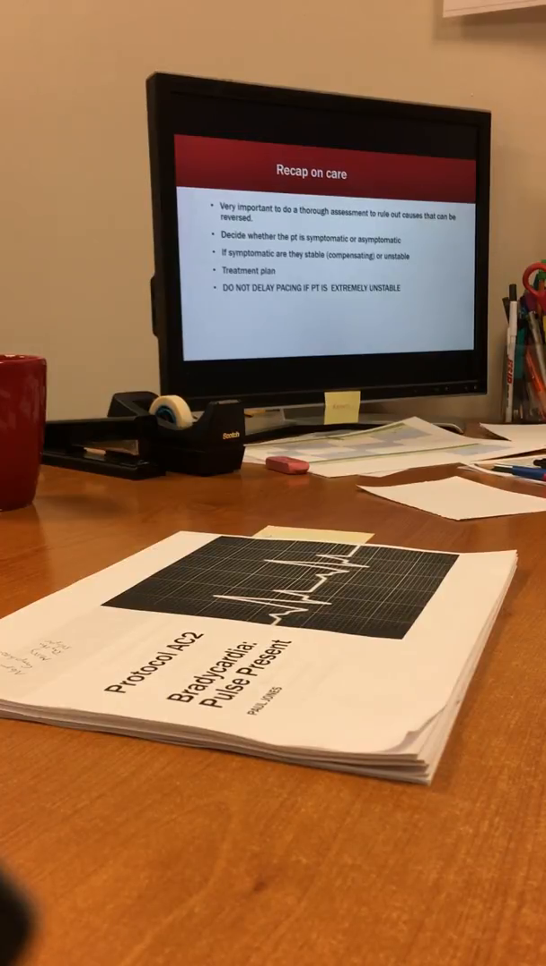Very important to do a thorough assessment and rule out other causes that can be reversed before you get extremely aggressive, such as applying some oxygen on the patient, giving them some fluids, simple things like that, before you go real aggressive, unless the patient is extremely unstable. Symptomatic versus asymptomatic: if symptomatic, they're stable or compensating or unstable. Have your treatment plan in place and do not delay pacing if the patient is extremely unstable.